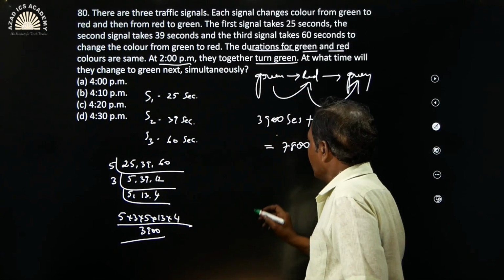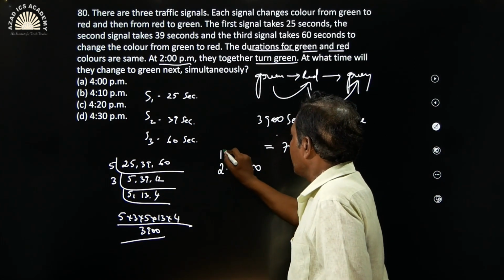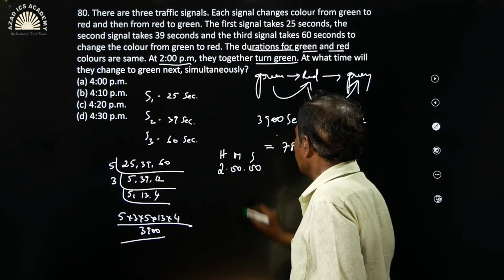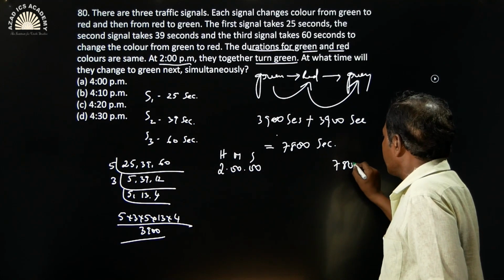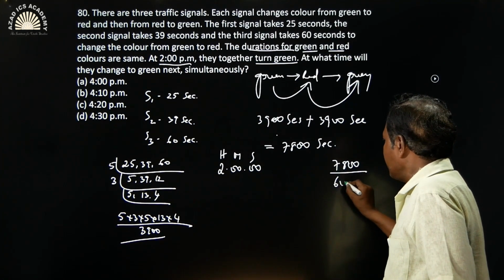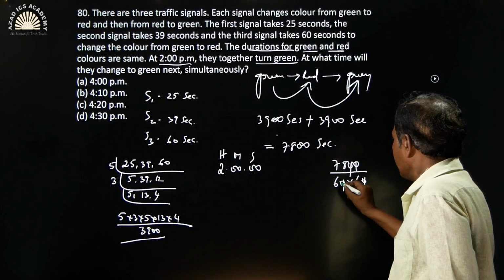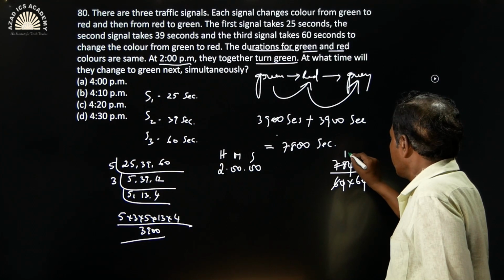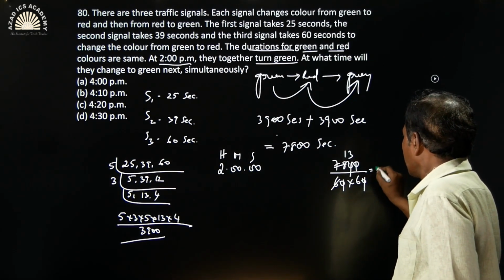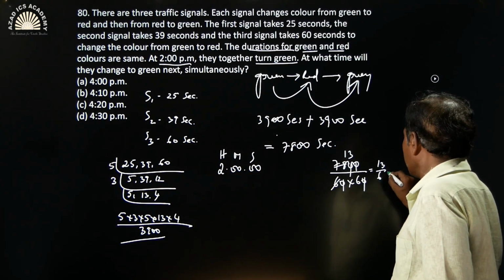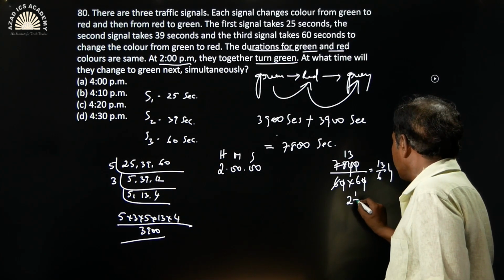Let's see that. Here 2 p.m. This is the hours. This is the minutes. This is the seconds. Now we can convert into hours. 7800 seconds by 60 minutes into 60 seconds. 0 gets cancelled. 13. Okay. Now 13 by 6 hours. 13 by 6 hours means 2 hours, 2 1 by 6 hours.